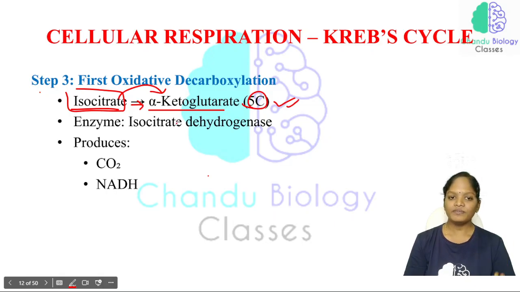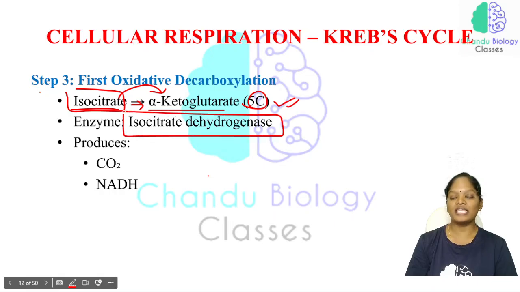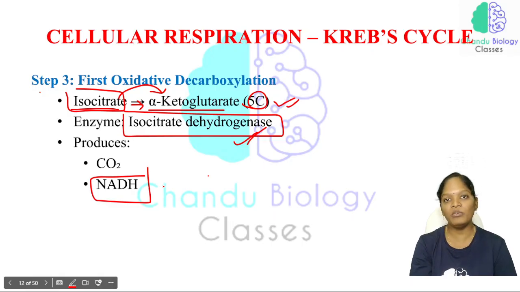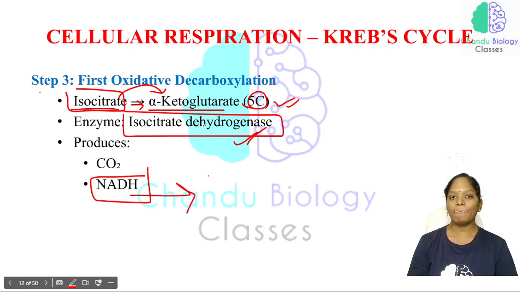And which enzyme is mediating here? Isocitrate dehydrogenase. As I have explained before, wherever we see an enzyme ending with the name dehydrogenase, definitely NADH or FADH will be produced. Definitely these molecules will be produced whenever the dehydrogenase enzyme is involved in a reaction. As it is an energy molecule, oxygen is utilized here. We say this is the first oxidative decarboxylation.